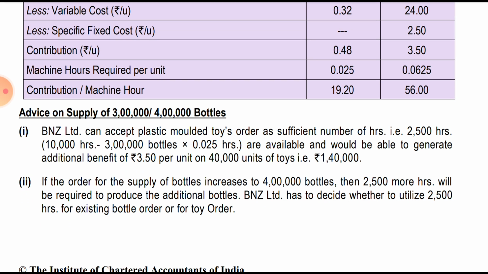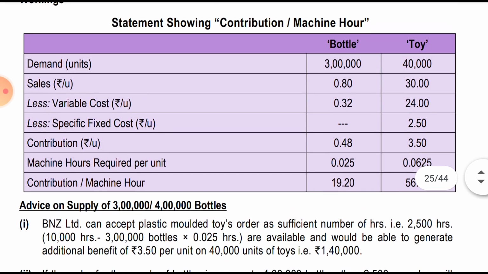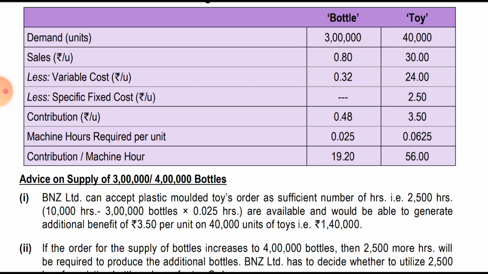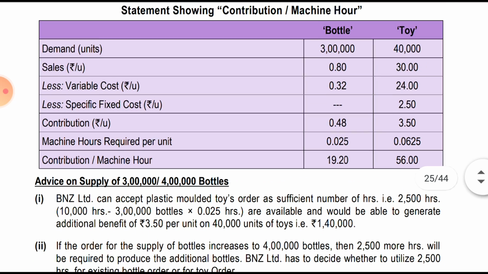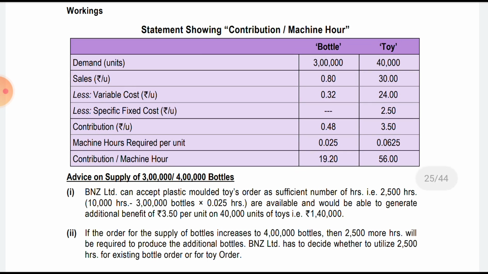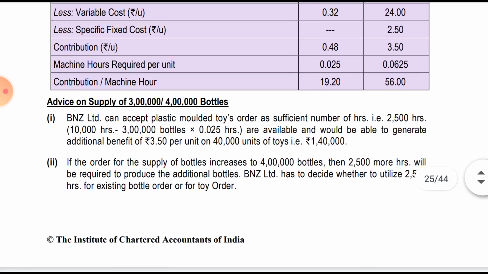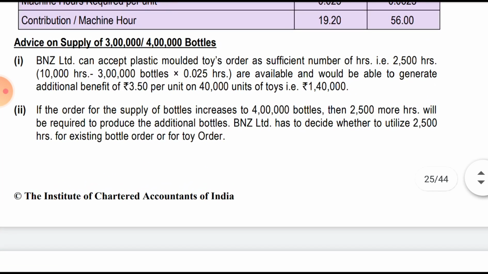But now we have to see whether producing toy is beneficial or bottle. We can clearly see that producing toy is beneficial because it is giving 56 rupees per machine hour contribution, compared to 19.2, which the bottle is yielding. So we will actually sacrifice the sale of the bottle of 2,500 hours, and we will manufacture the toy. So they have presented the answer for that only.